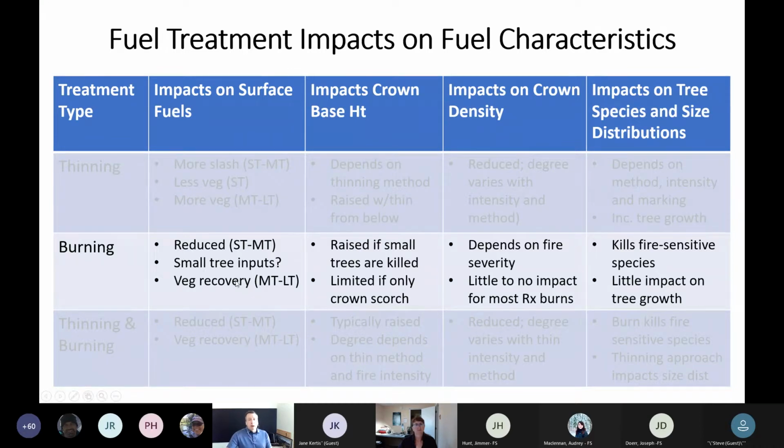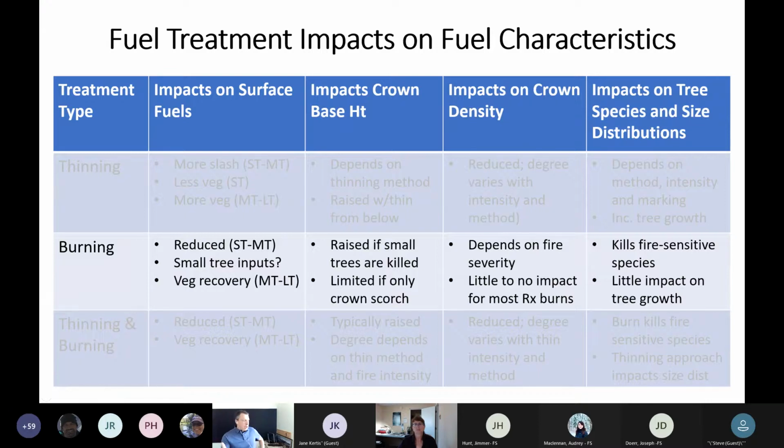And just like with thinning, we see vegetation recovery over time following burning. So the live fuels are going to increase over time following burning. And the rate of that increase is going to depend on how open the canopy is, so how much light is available to promote understory vegetation growth, as well as the productivity of the system. Right, then we can think about burning treatment's impacts on crown base height.